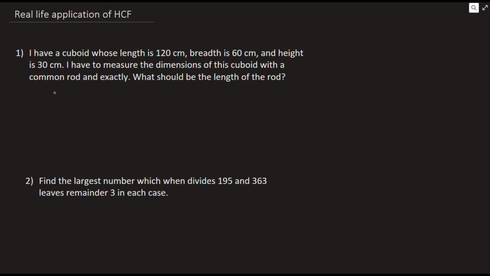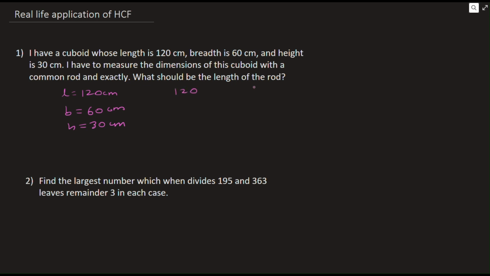So basically I am having a certain cuboid. Length is equal to 120 centimeter, breadth is 60 centimeter, height is 30 centimeter. I need one rod which measures these three exactly, so basically without a remainder being left out. So obviously that is the HCF of these three numbers. So I find out the HCF using the prime factorization method.